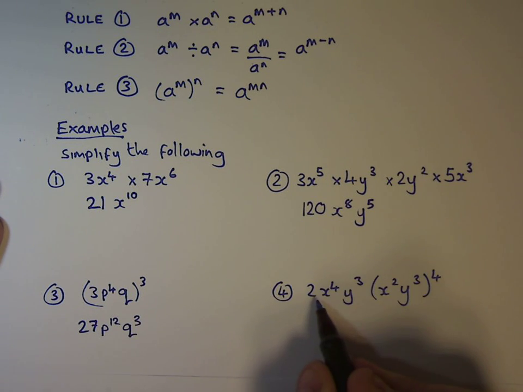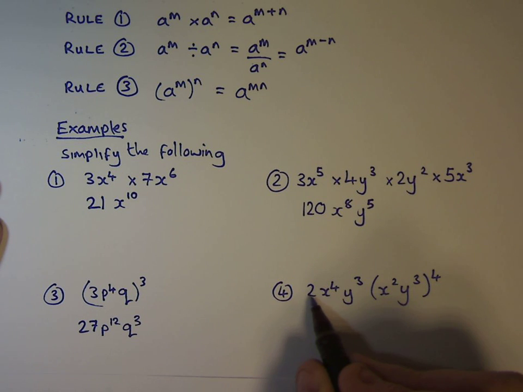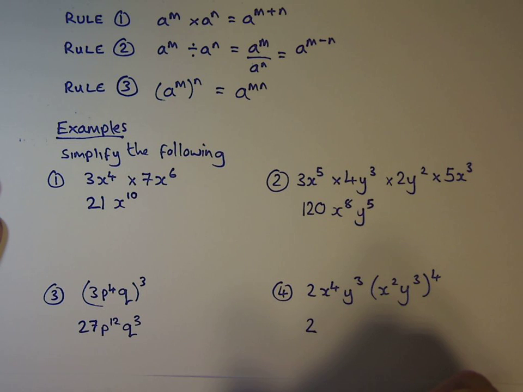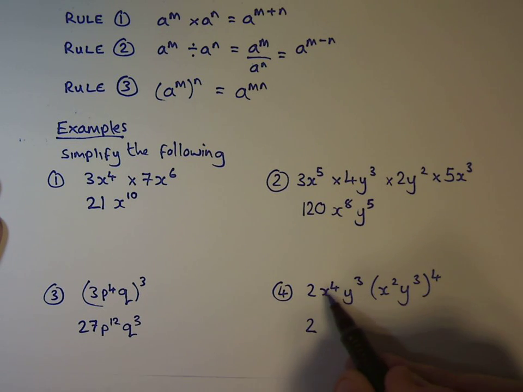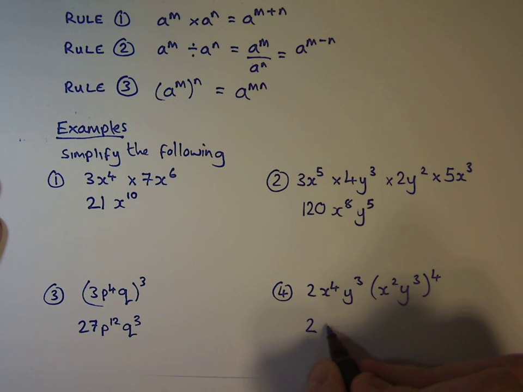Example 4. We've got 2x to the 4 y to the 3 multiplied by x squared y cubed raised to the power of 4. First of all, deal with the numbers. There's only a 2, so the 2 stays in our answer. Then look at the x's. We've got x to the 4, and then here we've got x squared raised to the power of 4. x squared raised to the power of 4 is x to the 8. So we've got x to the 4 multiplied by x to the 8. Add the powers.